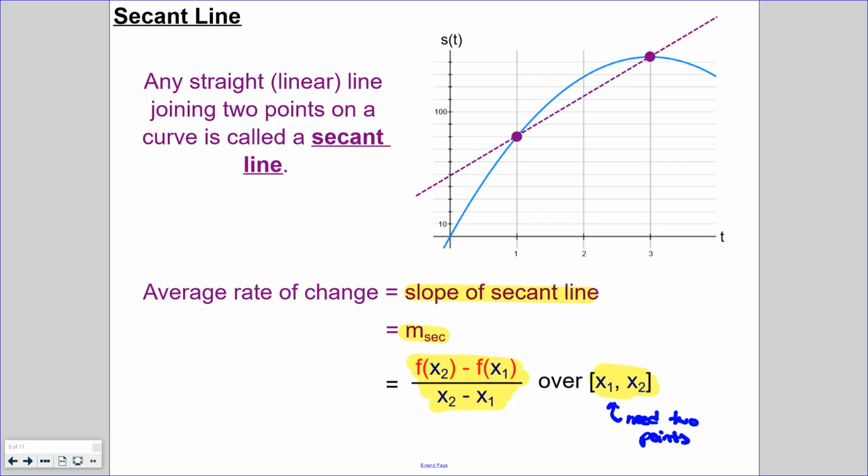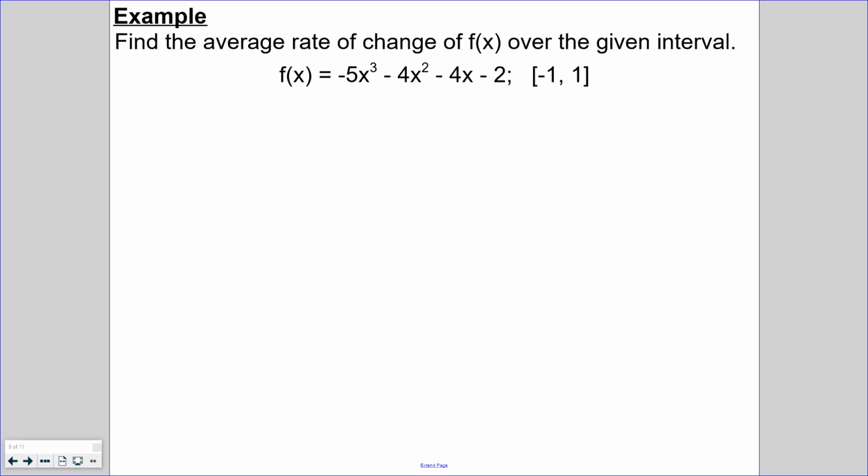Alright, so with this information at hand, let's go ahead and take a look at some examples. Our first example is we want to find the average rate of change of f of x over the given interval. Again, key: average rate of change has to be over an interval. And we're given the function f of x is equal to negative 5x cubed minus 4x squared minus 4x minus 2. And the interval we're looking at is negative 1 to 1. Alright, so let's go ahead and get to work. So, we can first look at our interval to identify our x sub 1 and our x sub 2 value.